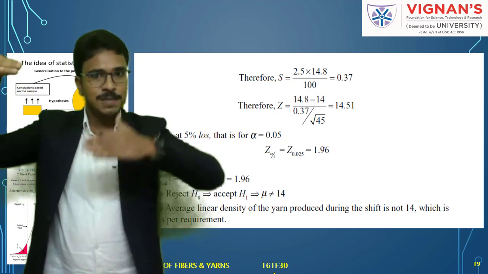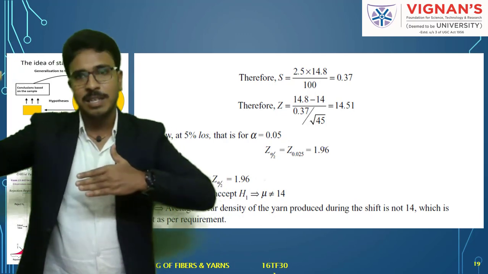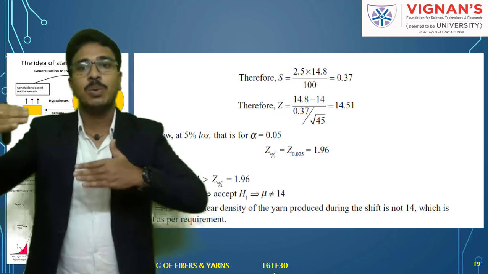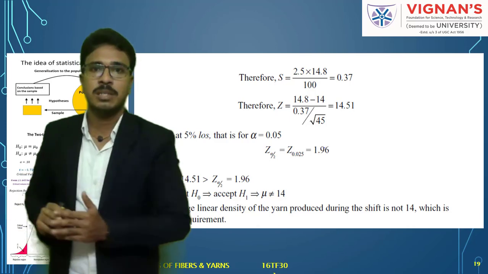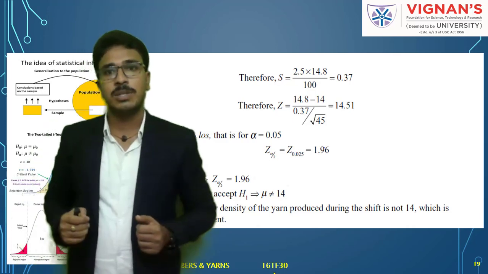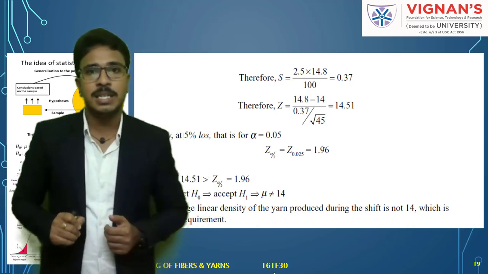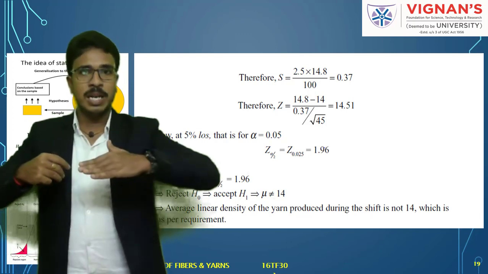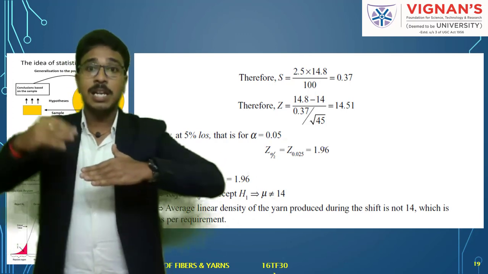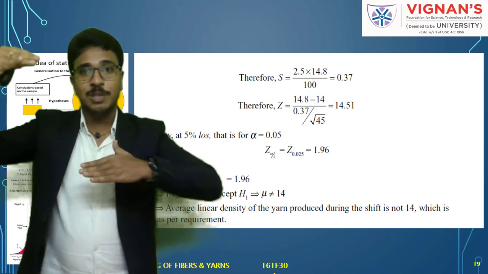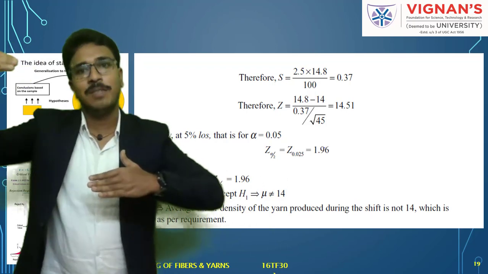Understand? Table value is 5, calculated value is 10. In this case, you have to reject your H0. Now what is the criteria here? The table value is 1.96, that is it is less. Calculated value is 14. So which one is more? The calculated value is more.